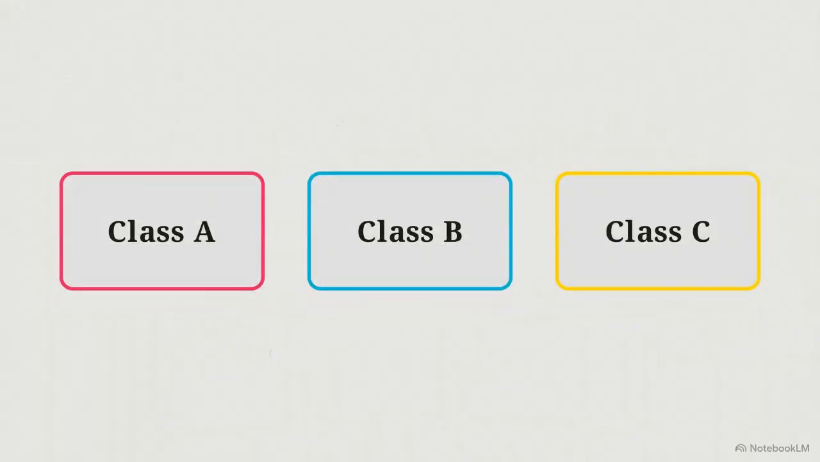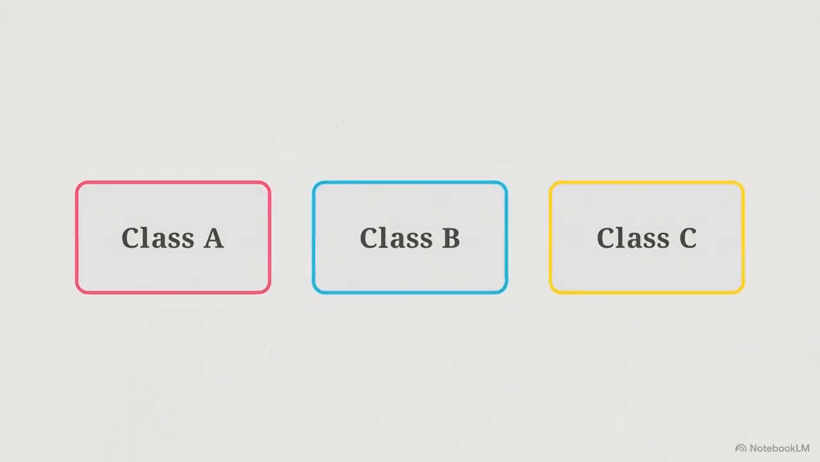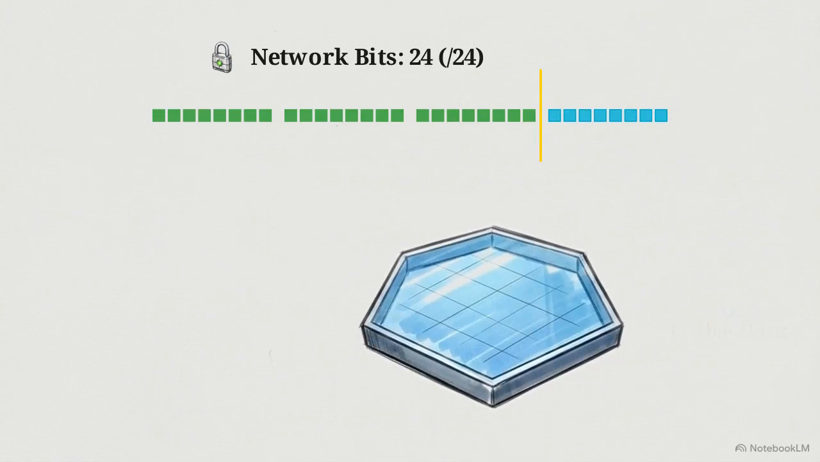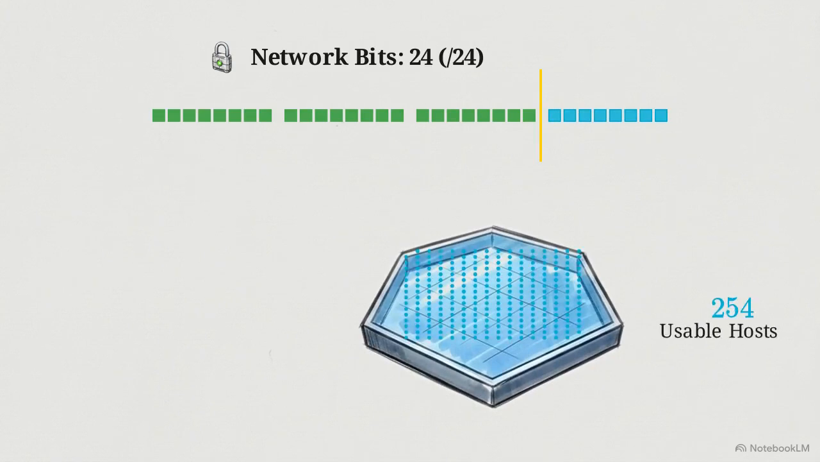CIDR bypasses rigid class structures, allowing administrators to define custom subnet boundaries on the fly. A CIDR prefix explicitly states how many bits belong to the network. A /24 prefix assigns exactly 24 bits to the network. This perfectly matches a Class C equivalent, providing exactly 254 usable hosts for that specific subnet.